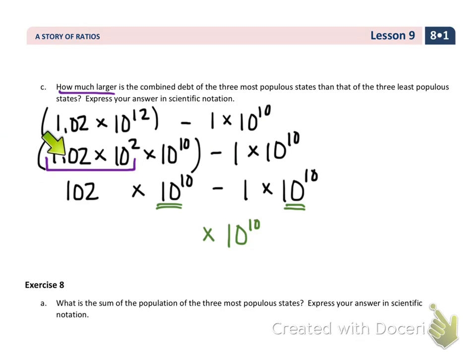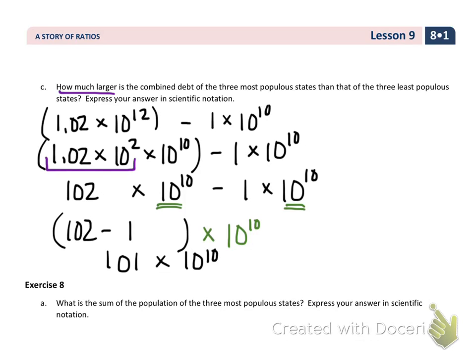Now look at this part. So what I'm going to do is combine the 1.02 times 10 squared. This is going to move the decimal place 2 places to the right. So now I've got 102 times 10 to the 10th minus 1 times 10 to the 10th. And again, now I can factor out this 10 to the 10th because they're the same. When I do that, I've got the 102 minus 1 in parentheses times 10 to the 10th. So that gives me 101 times 10 to the 10th.